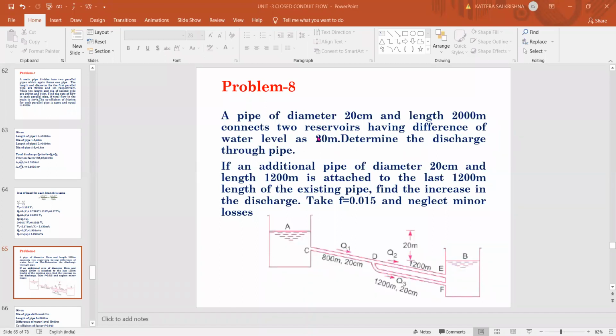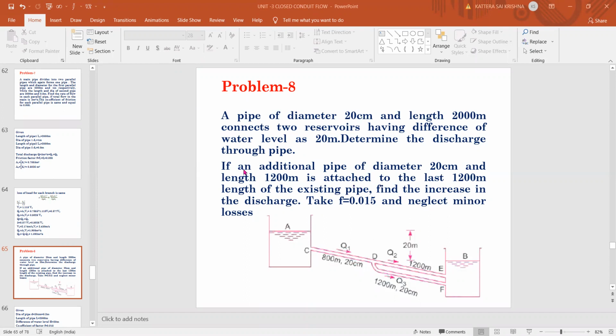It is having an H of 20 meters, nothing but the difference between the two reservoir water heights. The gap maintained is 20 meters, which is the difference of head. So he's asking to find the discharge when a pipe is connected in a single manner.